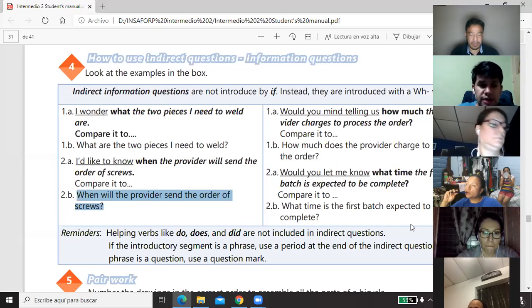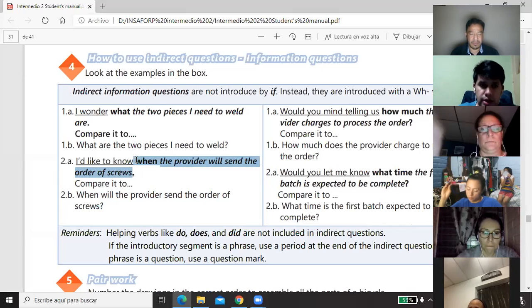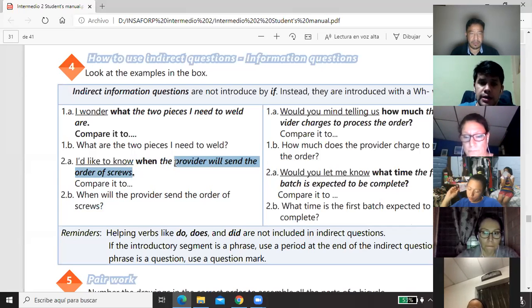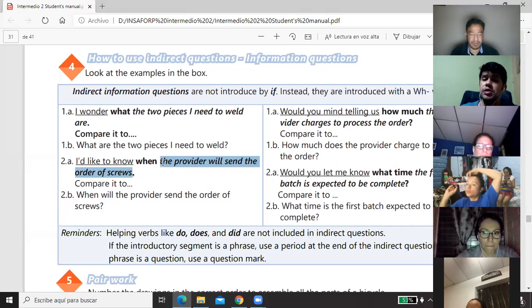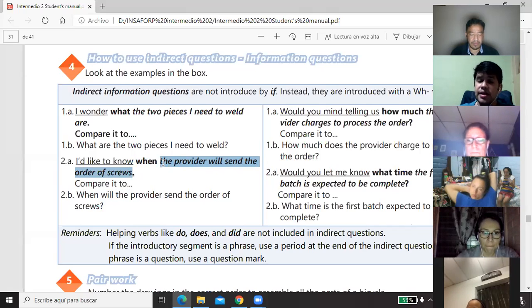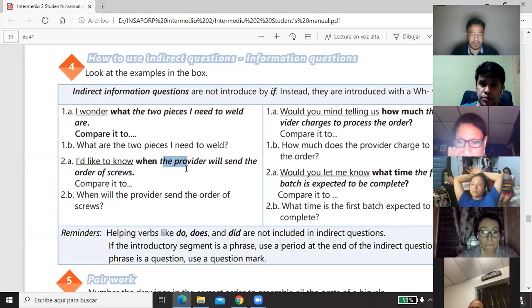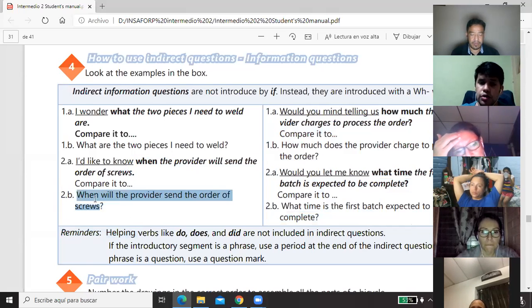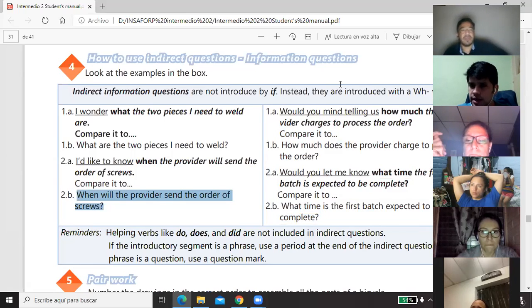Good. Provider is after will in the indirect question, right? When? Yes. The provider. So it has the sentence structure. I'd like to know when the provider will send the order of screws. All right. And here we have question structure. That is one of the differences. All right. Let's continue reading examples.